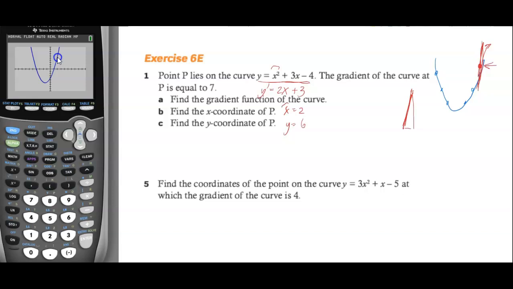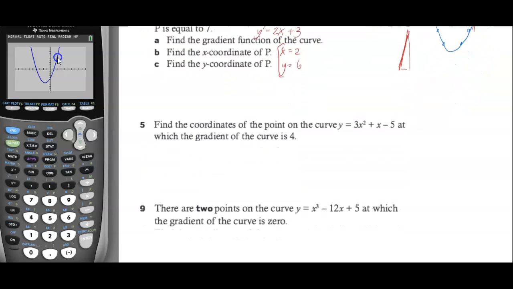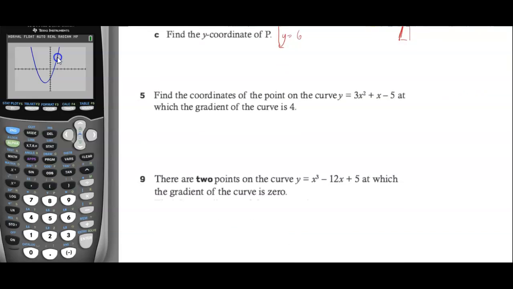Okay. Let's do a couple more. You'll see that maybe you don't understand completely, but the routine is pretty simple. Number 5. Find the coordinates of the point on the curve y equals 3x squared plus x minus 5, at which the gradient of the curve is 4. So it's pretty much asking the same thing.